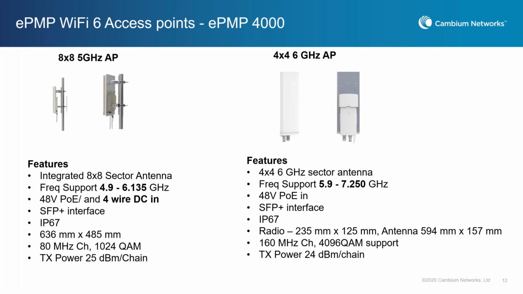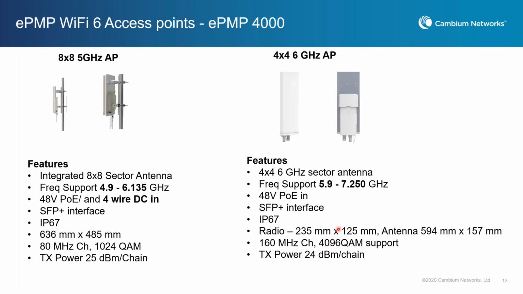On the right-hand side, you see our 4x4 6 gig AP. Form factor will be very similar to the ePMP 3000. Frequency support, as you can see, 5.9 to 7250. So it will leverage the full 6E band, but have a little overlap into the 5.7 band, 48 volt PoE in, SFP plus, IP67, etc. But the other thing you see from the bottom, second bullet from the bottom, is 160 meg and 4096 QAM support. This is going to get very interesting here in the next slide as I talk through it.